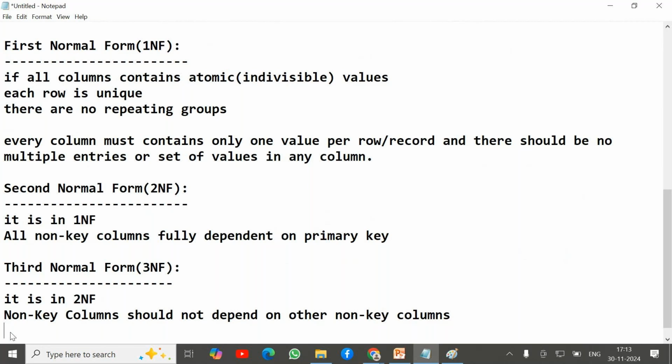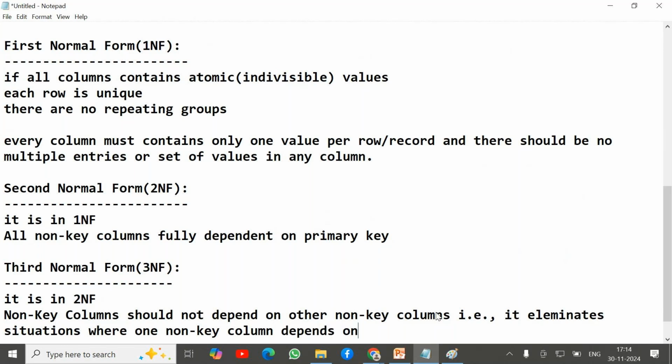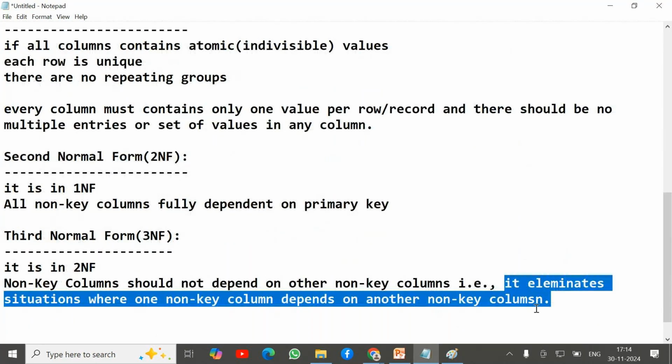It eliminates situations where one non-key column depends on another non-key column.